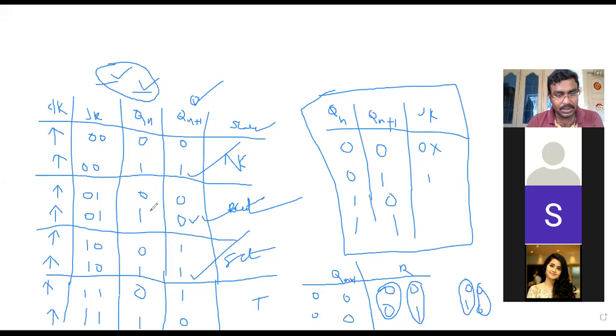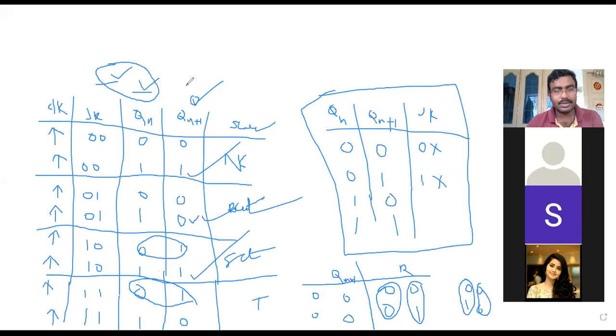Now go for the next case, 0, 1. Present state must be 0, next state is 1. So this is one case, and one more combination is available here, present state 0, next state 1. Look at these 2 cases and tell me what will be your J and K values. 1 and don't care. Let me take 1 and don't care as your excitation table values.